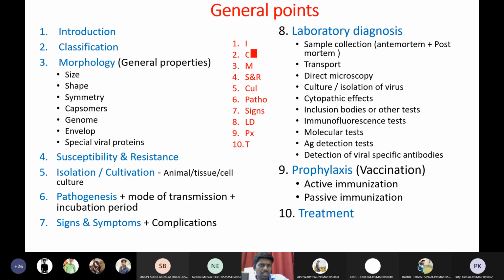Those include introduction, classification, morphology, susceptibility and resistance, culturing, pathogenesis, signs and symptoms, lab diagnosis, prophylaxis, and treatment. No matter whichever virus, we need to satisfy these 10 points. Is it clear for everyone, students?